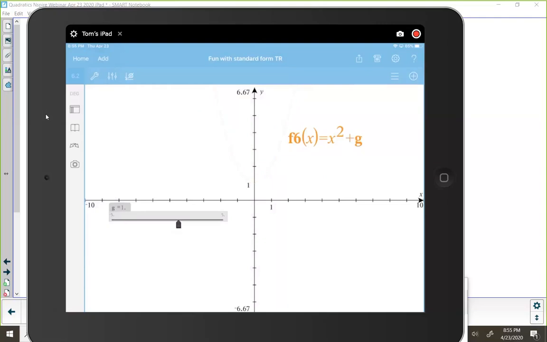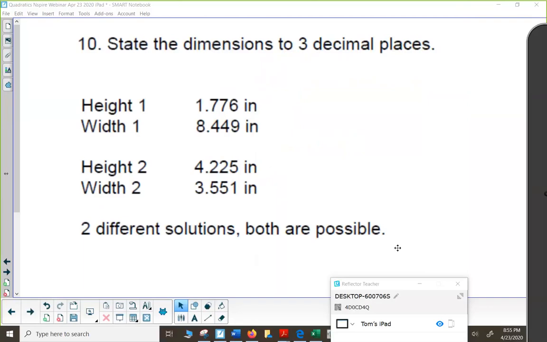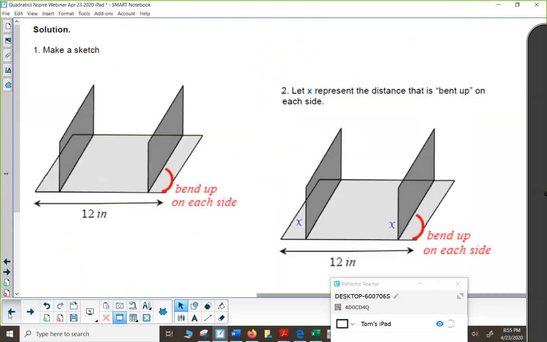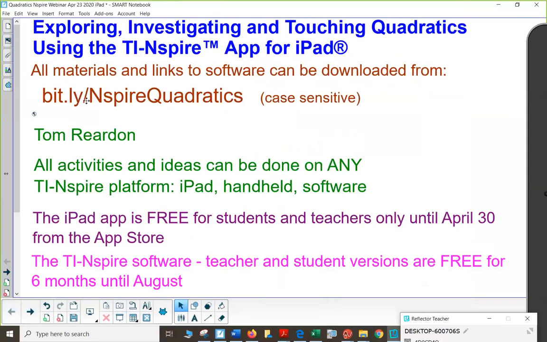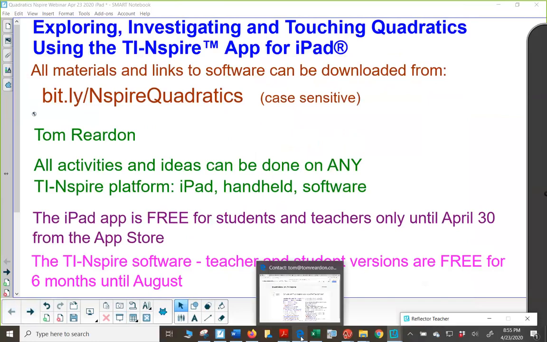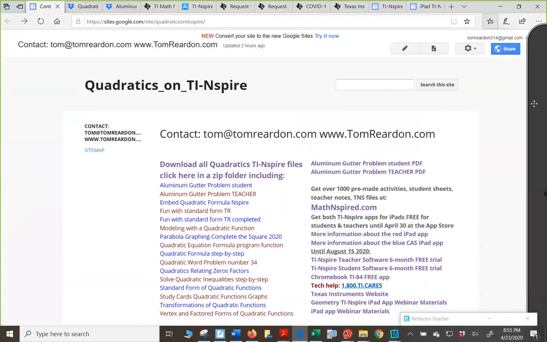Yeah. So let me show you where you get what I think is the good stuff. Okay. So this is the website. This is the link, or the website for you, bit.ly/InspireQuadratics. N and Q are capitalized. Okay. And when you go there, it's going to look a little bit overwhelming, but please do not be overwhelmed by it.